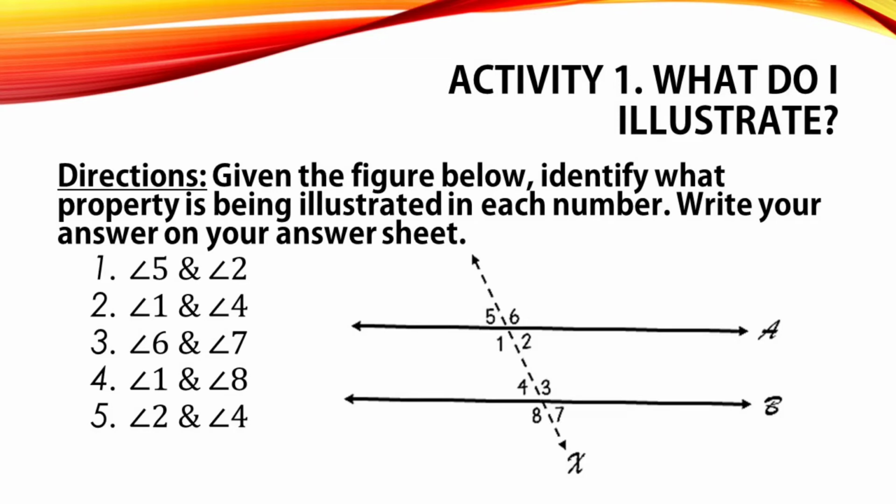Number 1. Angle 5 and angle 2. So what property is being illustrated by angle 5 and angle 2? Angle 5 and angle 2 are vertical angles, correct. For number 2, angle 1 and angle 4. So they are interior angles on the same side of the transversal. How about number 3, angle 6 and angle 7? So they are exterior angles on the same side of the transversal. So continue answering numbers 4 and 5.